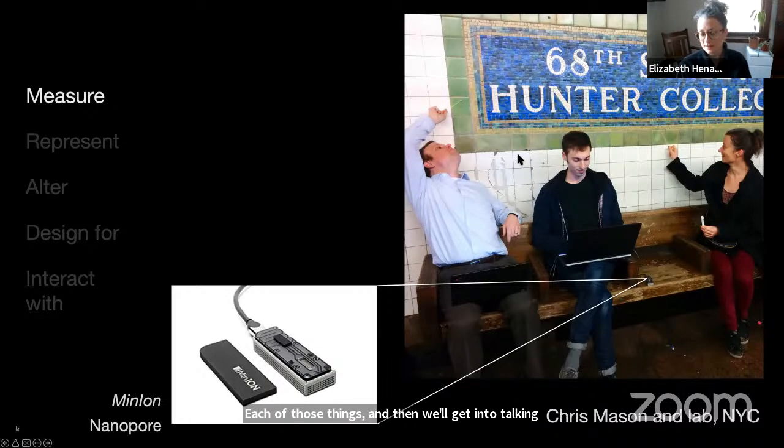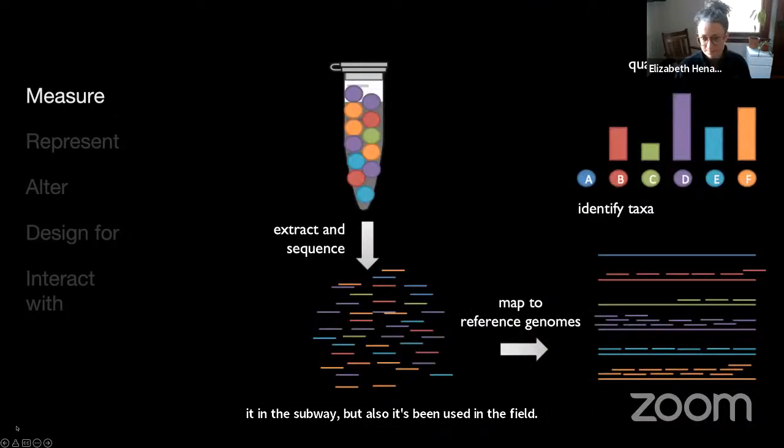So there's all sorts of ways that we can measure DNA. This is a particularly cool one. This is a portable USB DNA sequencer that you can use in the field. We've used it in the subway, but also it's been used in the field, for example, for epidemic surveillance.